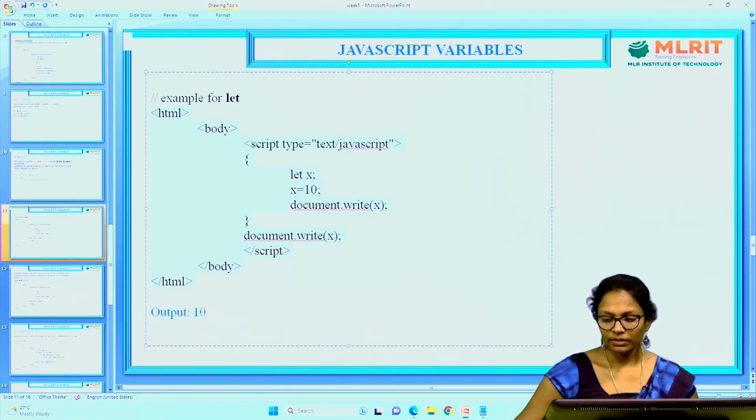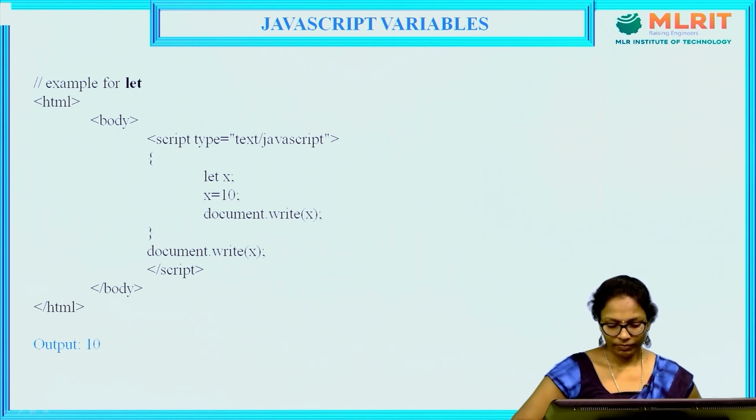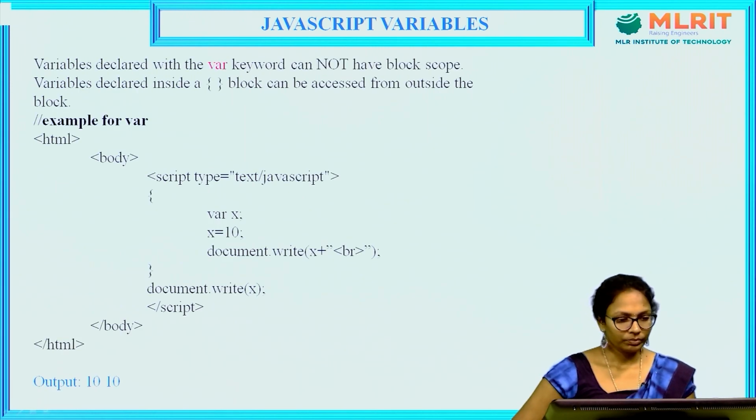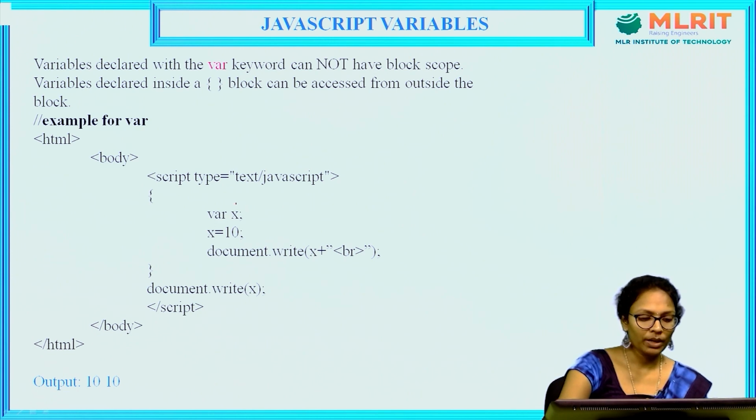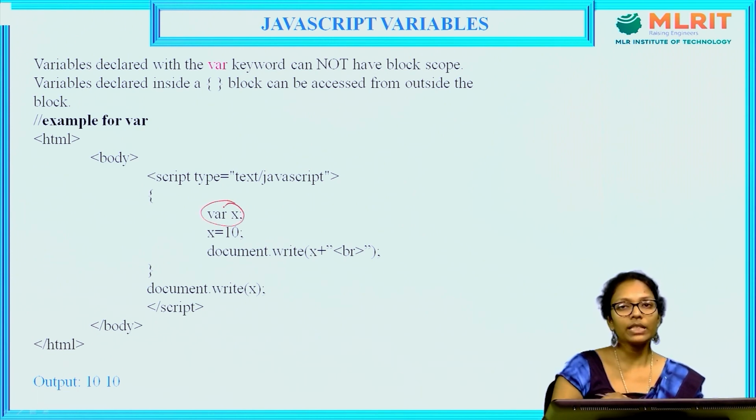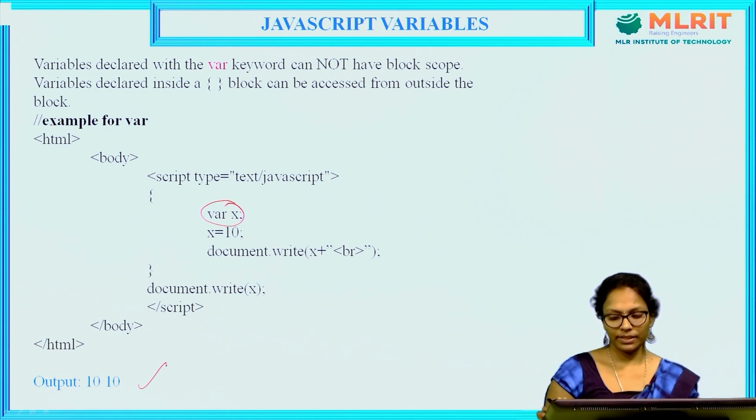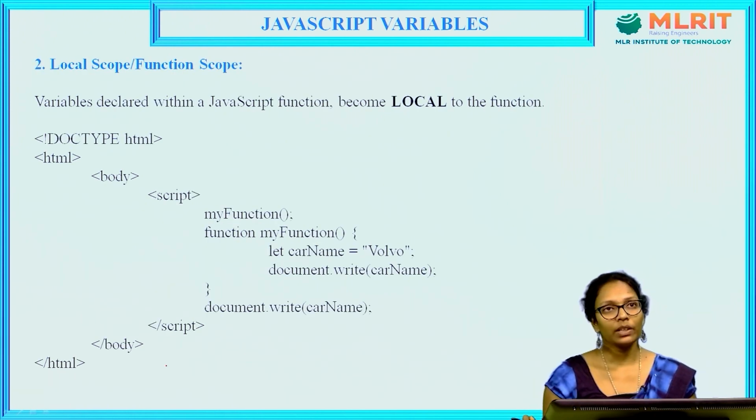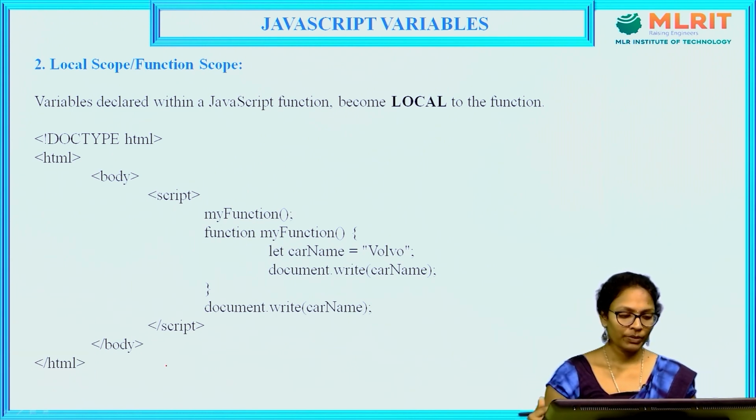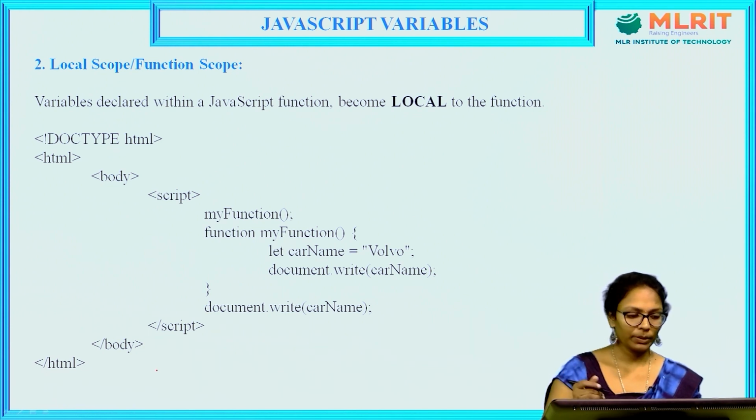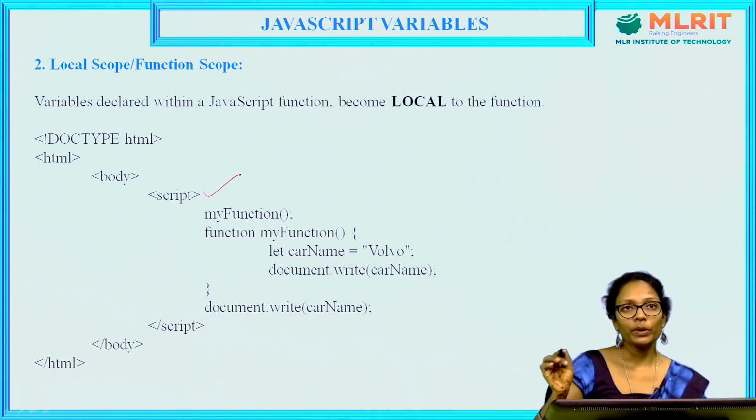So this is block scope. Just now we have seen this program. If I use the var keyword within the block scope, I will get two tens. And coming to the second one, local scope, or you can also call it function scope. That means you are declaring a variable within a function. I think till now we didn't discuss functions in JavaScript. In the next video we are going to discuss functions, but here we will see a simple function scope example. In this program I am just opening the script tag.